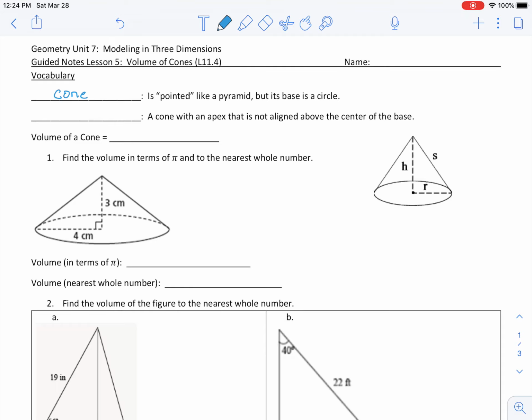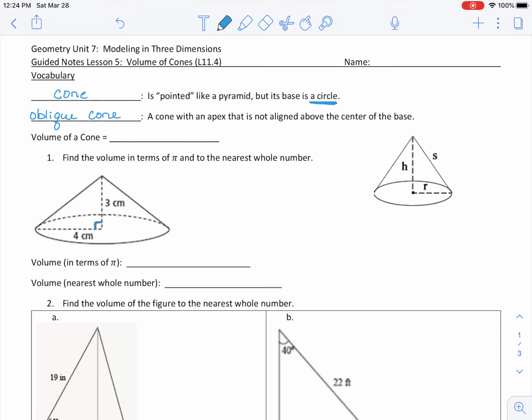It has a base that could be really any shape at all, and then we have these lateral faces that come up to meet the apex. The only difference is all cones have a circular base. If you have what's called an oblique cone, that's just not a right cone.